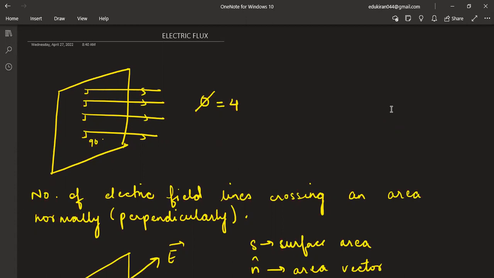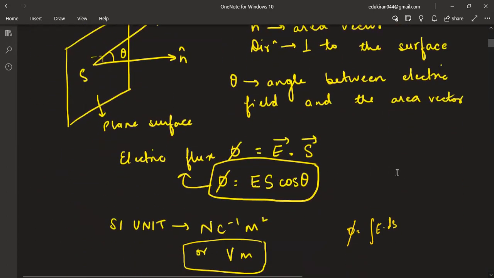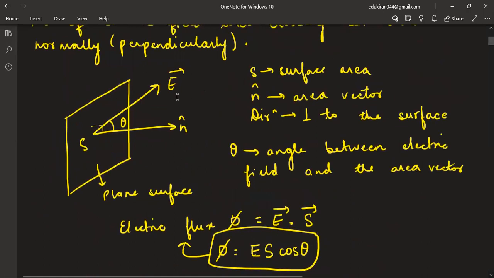So what is electric flux? It is basically the number of field lines crossing an area perpendicularly. You can just count the number of electric field lines. But every time counting the electric field lines is not possible. If 4 electric field lines are there, I have counted and told you that 4 is the flux. But if such a large number of electric field lines is mentioned, where counting is difficult, I need a proper formula. So the formula is ES cos theta, where E is electric field, S is surface area, and theta is the angle between the normal and the electric field.